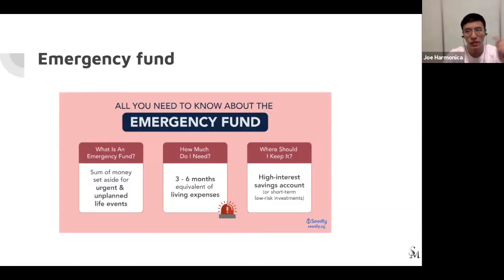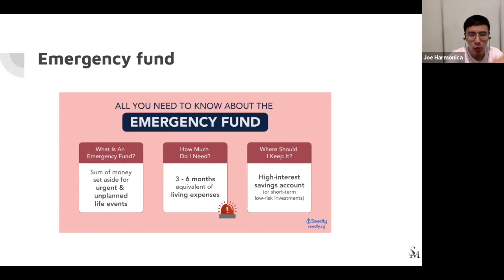So next will be emergency funds. What is an emergency fund? The name itself, I think, is self-explanatory. It is the sum of money you put aside and don't touch until an emergency happens, okay?